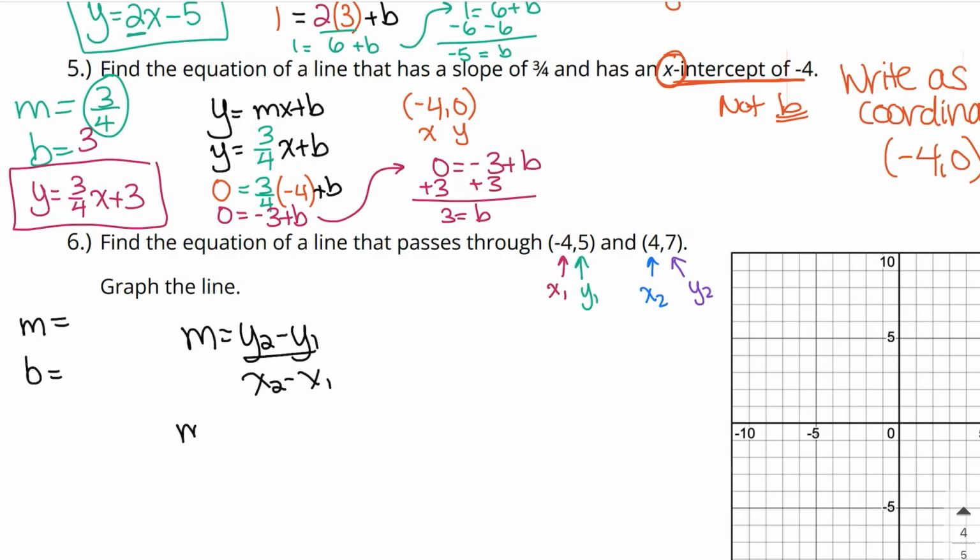I'm going to plug in that information right here. So y2 right here is 7. So I'm going to replace that with 7. And then I'm going to say minus, and then right here, y1 is this 5. So I'm going to put in a 5 for y1. All over x2 right here is this 4. And then x1 is this -4. But be careful, because what I'm going to do here is I'm going to say minus, and then this is going to be -4. And the minus and negative is going to turn into a positive.